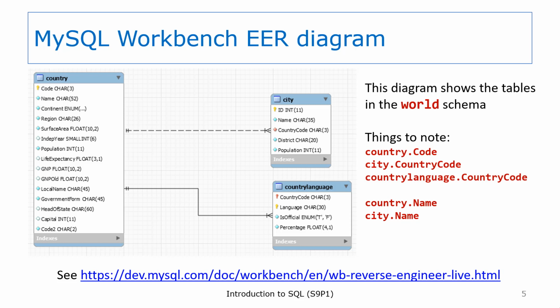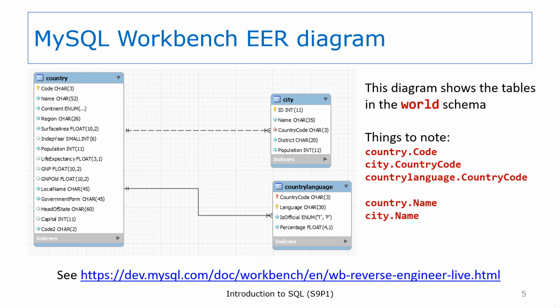Now, in this example, it does not show all of the relationship data since the relations were not fully defined in the world schema, but the EER diagram was able to figure out that the city and country language tables are in a one-to-many relationship with the country table. One-to-many is a very common description of table relationships.